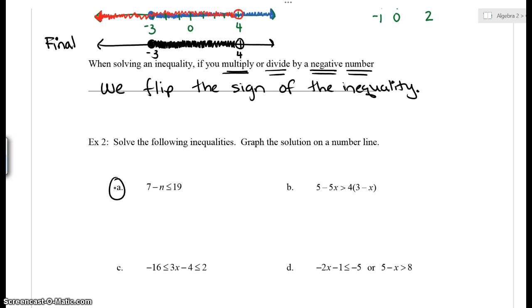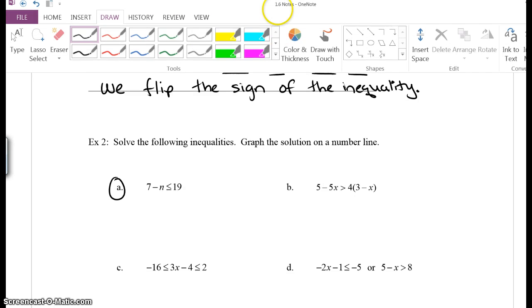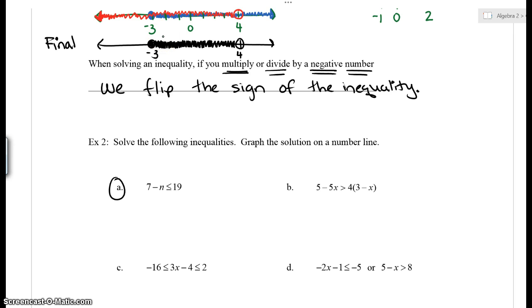All right, it says solve the following inequalities, graph the solution on a number line. We're actually just going to solve them for right now, and what I'm going to ask you to do is graph the solutions on a number line, and we'll go over those in class together. All right, so let's solve the first one.